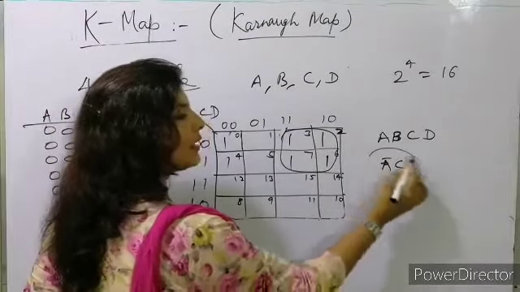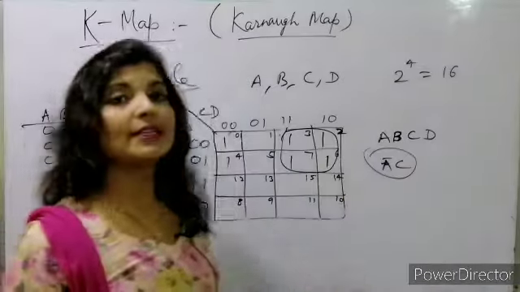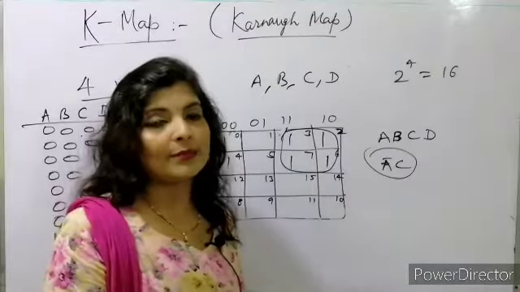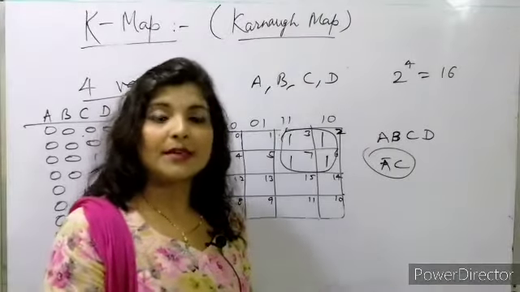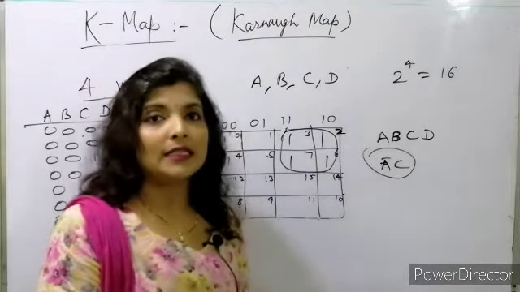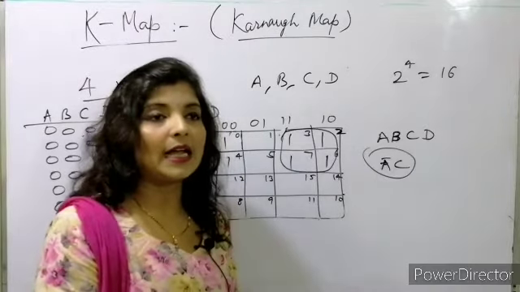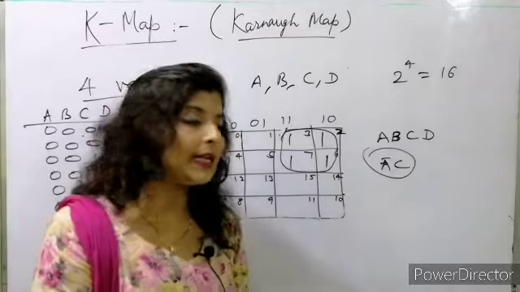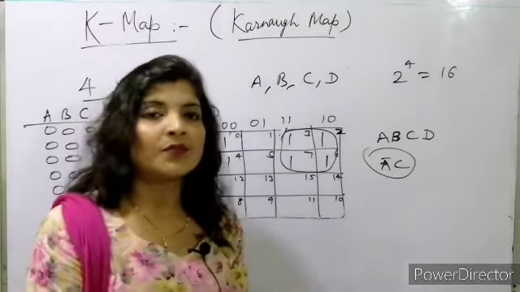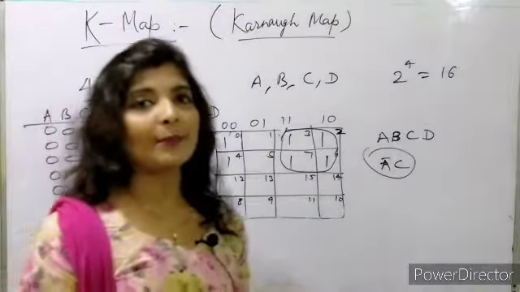When you solve this using Boolean algebra theorems, you'll also get the same result. But we are using K-map because this is the simplest method, a pictorial method, and for minimization and simplification this is the best method to use, but you need to understand it well.